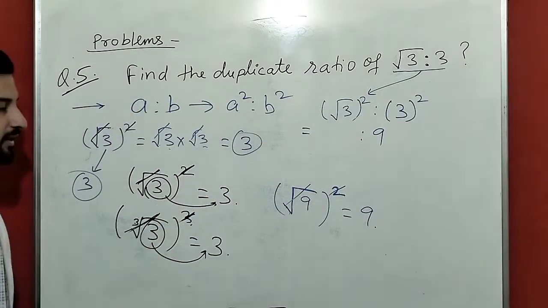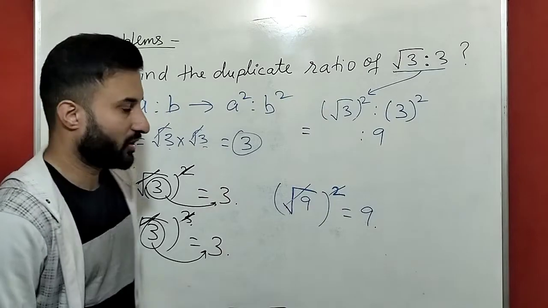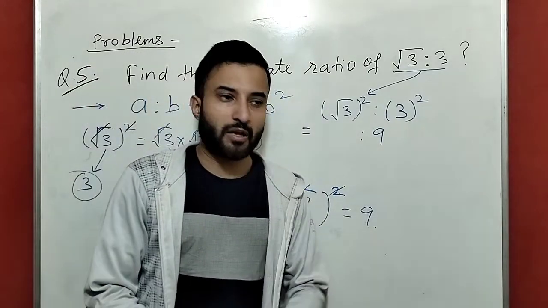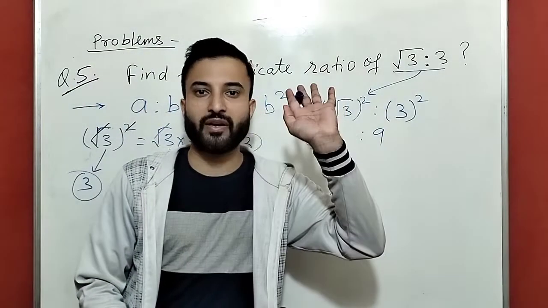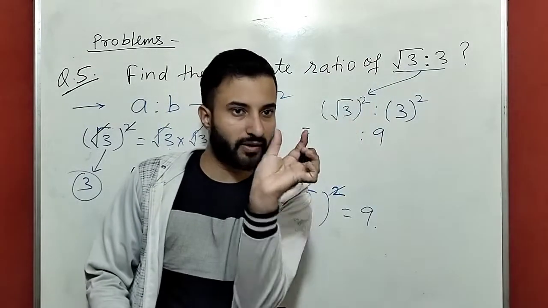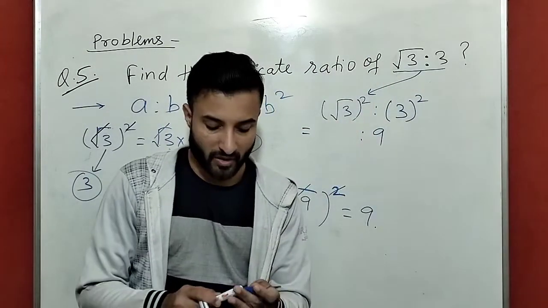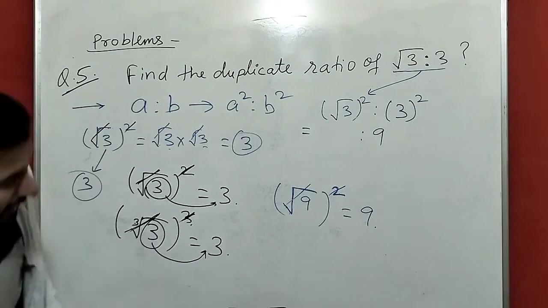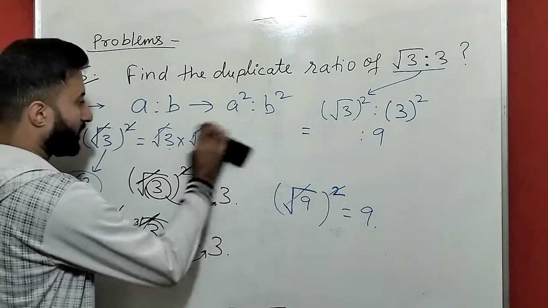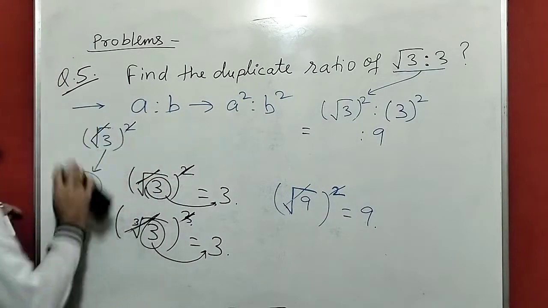Not 9, it will be 3. It won't happen; 3 is the answer. Okay. So when you are multiplying root into root, the root will get cancelled. Only the number will be there. So in place of understanding this second method, I think the first one will be very easy for you.